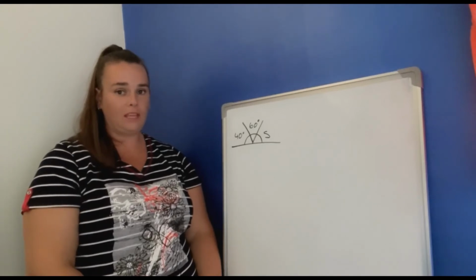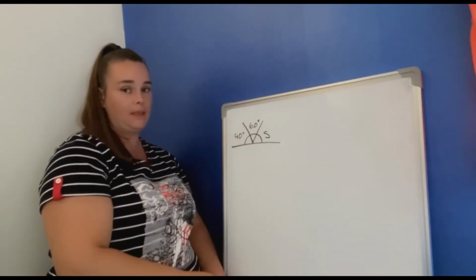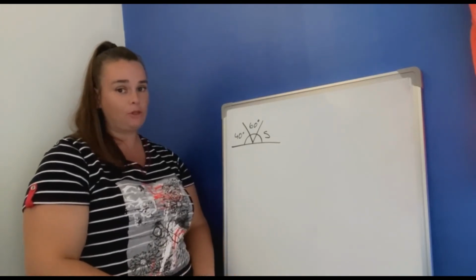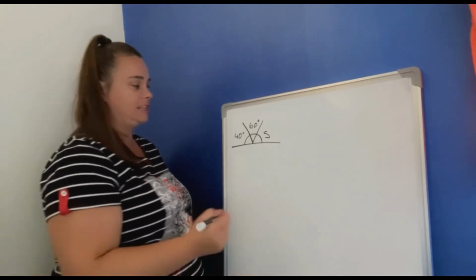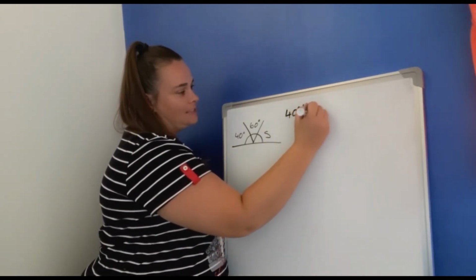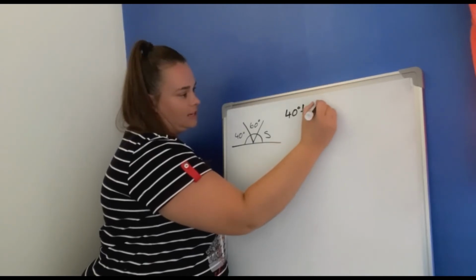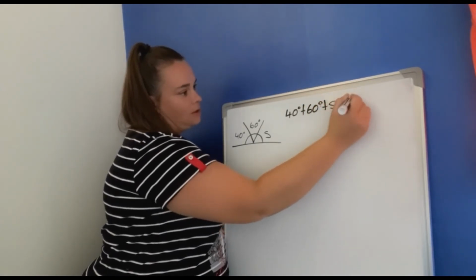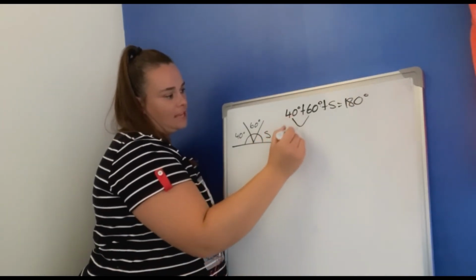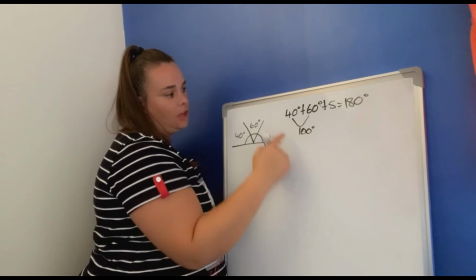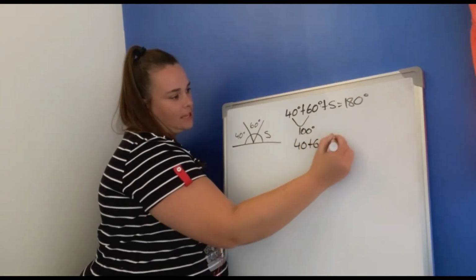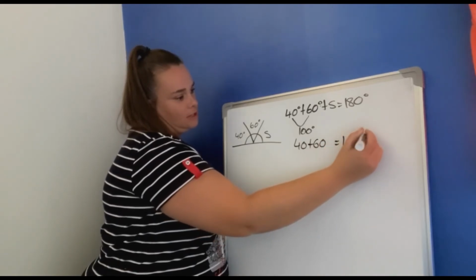You may also be given problems with multiple numbers within them. Just remember, a straight line adds up to 180 degrees. Let's write it out. 40 degrees plus 60 degrees plus s makes 180 degrees. Okay, you need to show that 40 and 60 make 100. Okay, you can probably do that. 40 plus 60 makes 100 degrees.